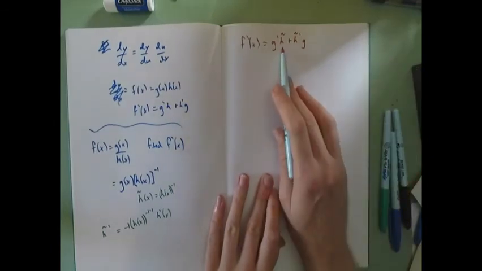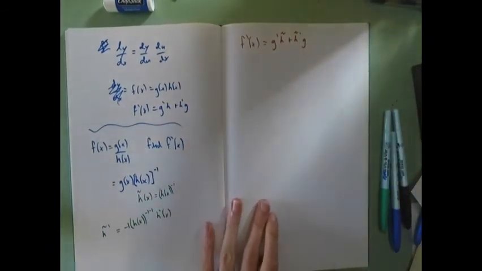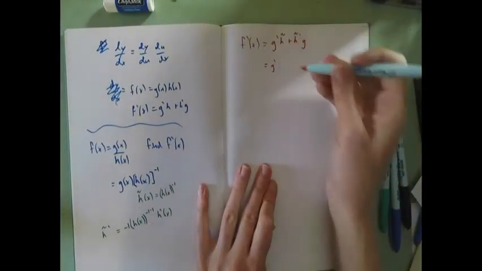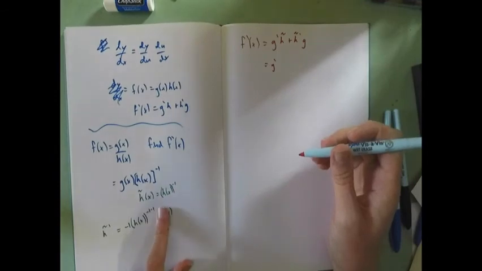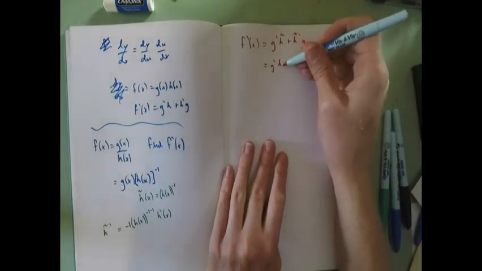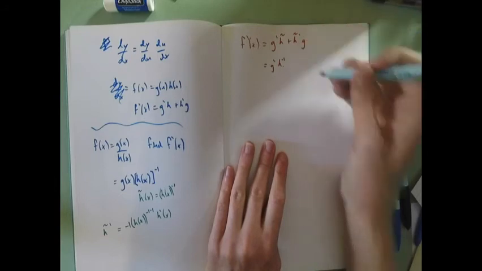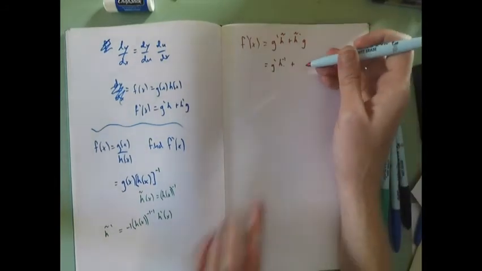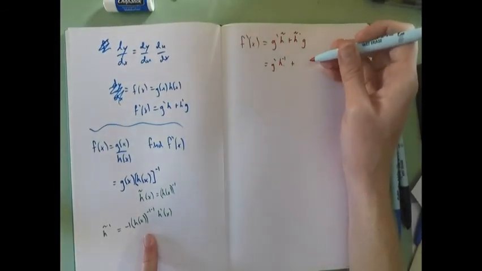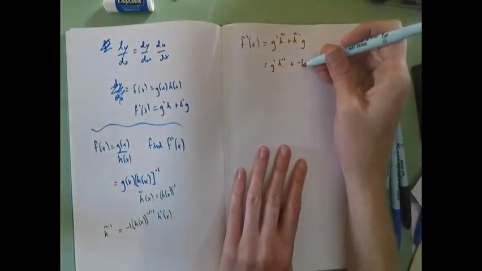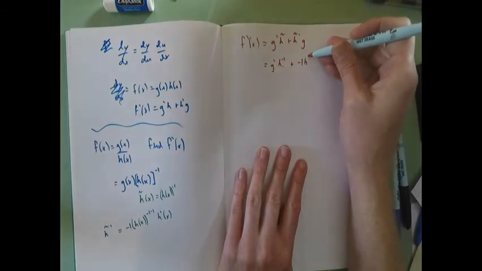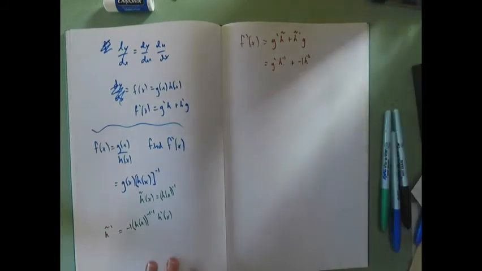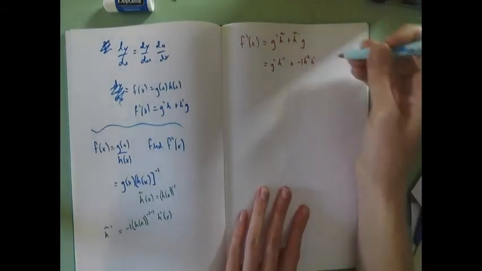So now what we want to do is plug in all these values here and put it back in terms of g and h. So we're still going to have g prime. h tilde, this is just h to the minus 1. I was going to put that in parentheses, but I don't need to. Plus h tilde, which we figured out, which is minus 1 times h of x squared, to the minus 2 times h prime.